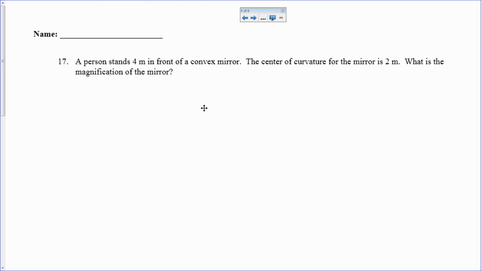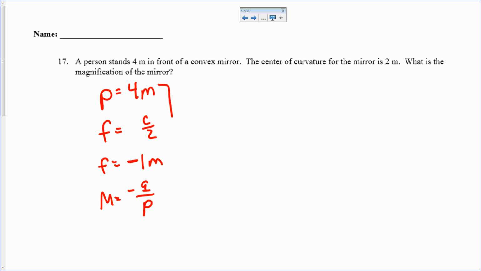Person stands 4 meters in front of a convex mirror, so P is equal to 4 meters. The center of the curvature is 2 meters, so that tells me that the focal length is half that, C over 2. So the focal length for this convex mirror is 1 meter, but a convex mirror has a negative focal length. I want to know what is the magnification. Magnification is negative Q over P. So first I need to find Q. It's 1 over negative 1.